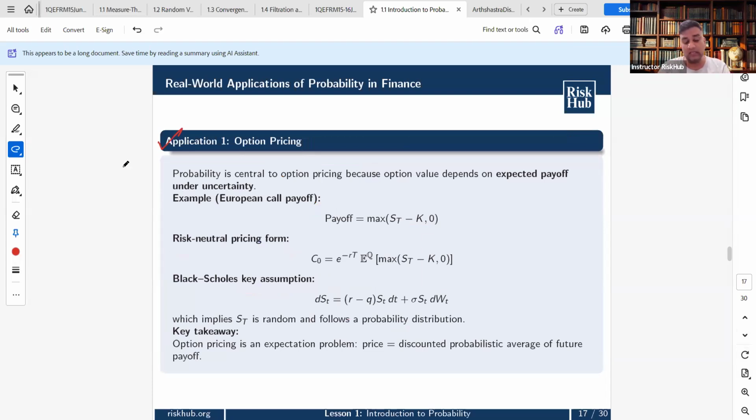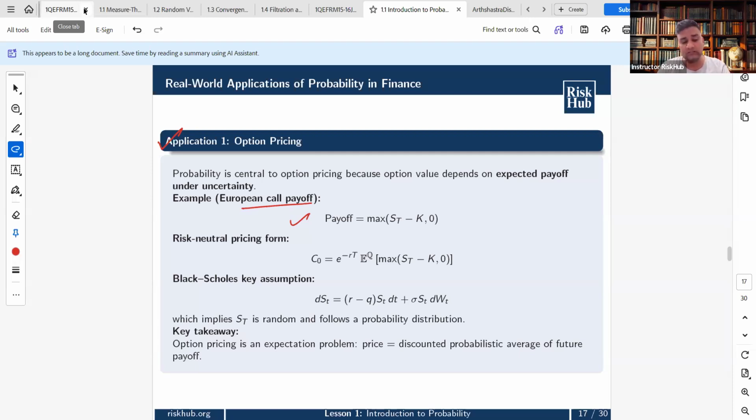Okay. Then we get into your slide number 17, option pricing. Again, here probability starts becoming finance. We are looking at call payoffs or option payoffs. The example given is the European call payoff. This is the formula which we know. Interpretation: if the stock finishes above strike, positive payoff, otherwise zero. Example, let's say K is equal to 100, stock is equal to 120, payoff is 20. If stock is equal to 80, payoff is zero.